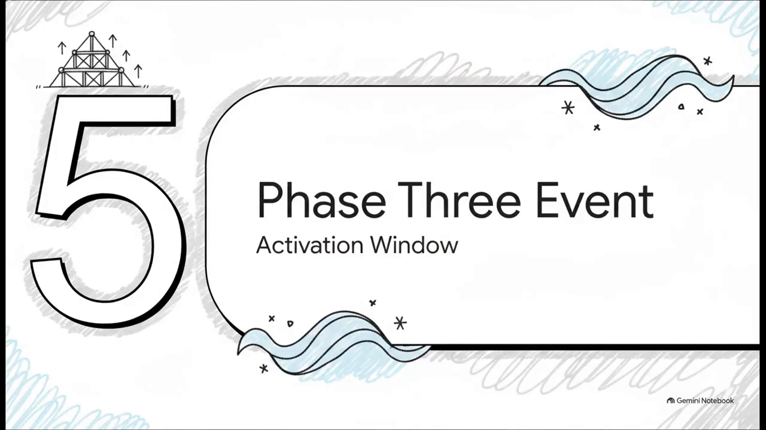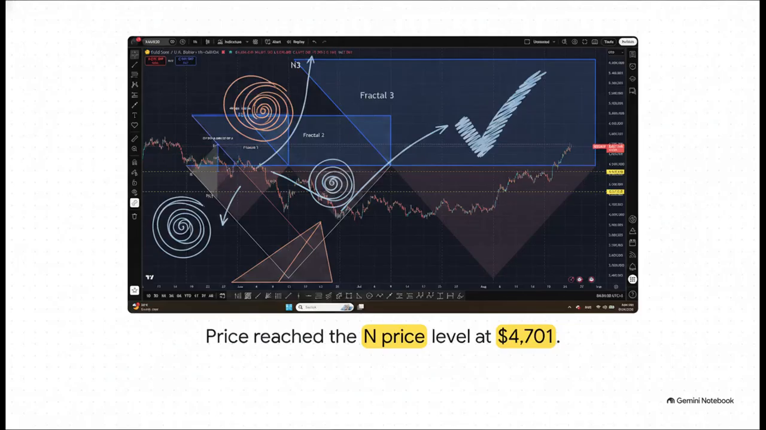Section 5, Phase 3 N Event. The log documents a clear progression here within fractal 3. The price broke through the trapezoid down boundary, it entered the zone, and it reached apex N at exactly $4,701 on August 24, 2026. With that, phase 3 is completed.